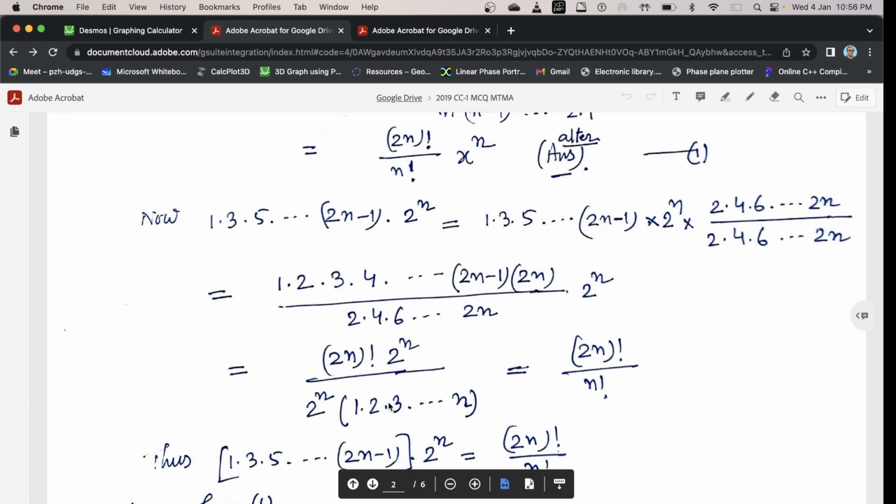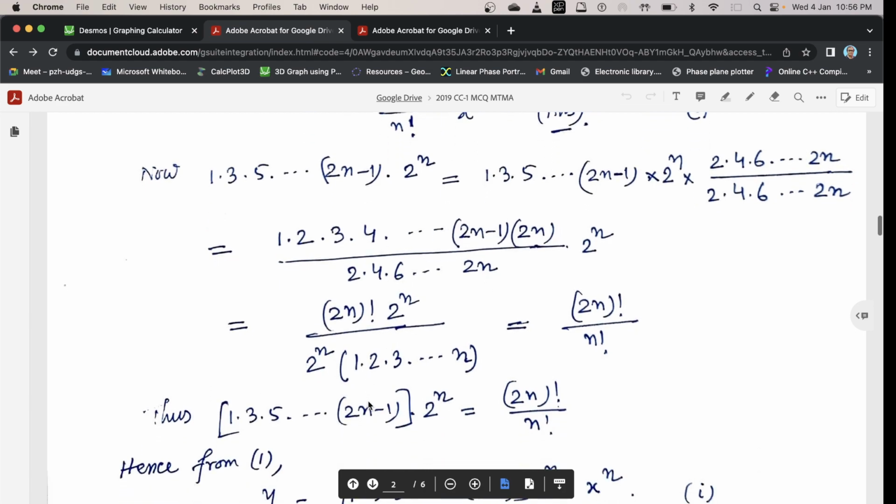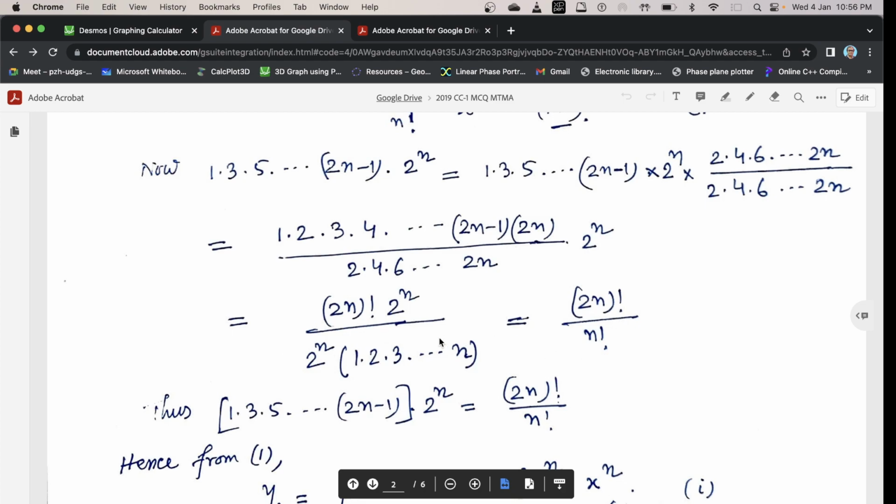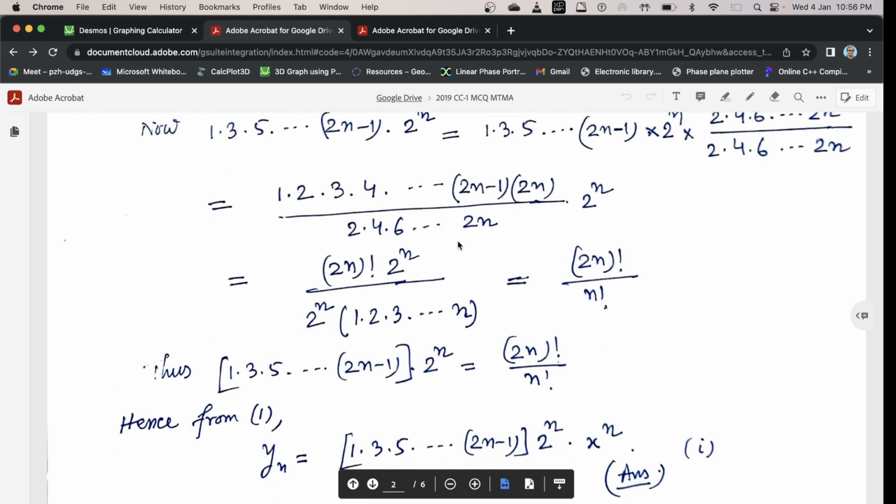And divided by 2^n into 1·2·3···n, because 2 into 1 is 2, 2 into 2 is 4, 2 into 3 is 6, so we get 1·2·3···n, and there are n terms, so 2^n. The 2^n cancel, so we get (2n)! by n!. So 1·3·5···(2n−1)·2^n equals (2n)! by n!.